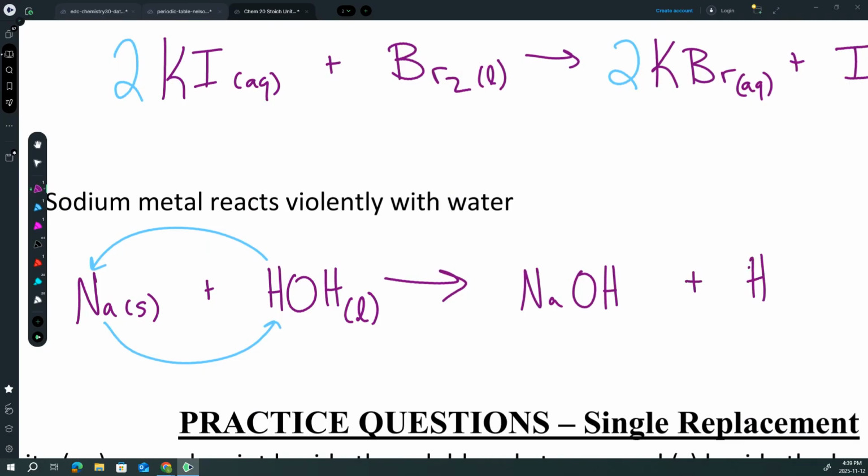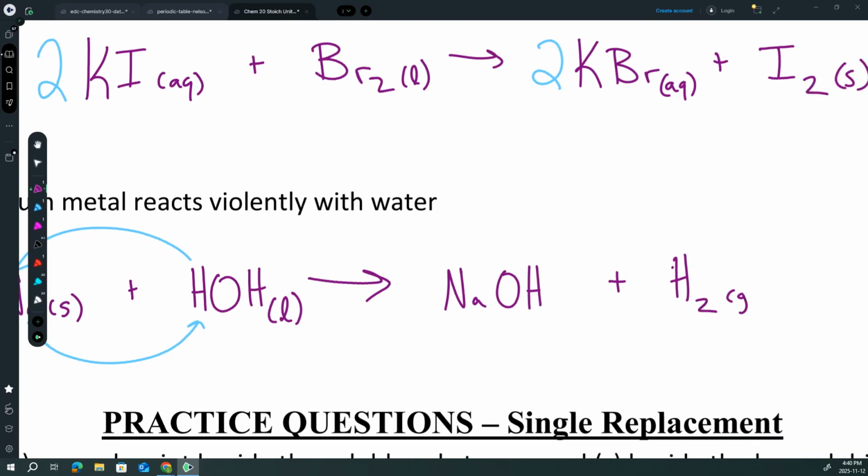And then we have hydrogen by itself, but remember, hydrogen is a diatomic element, so there's going to be 2 of them when it's by itself, and hydrogen is a gas when it's by itself at room temperature.